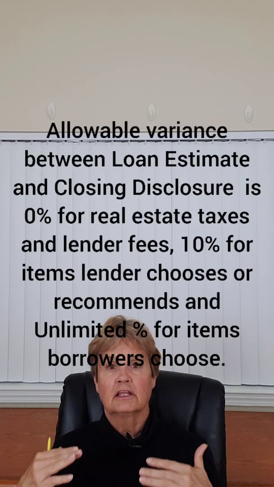Okay, so the loan estimate and the closing disclosure have what are called acceptable variances. They have to be identical for some categories, the numbers, the figures that are put down for certain items. They have to be identical. They can vary by 10% for some other items, or there's no limit to how much they can vary between the two. So the ones that have to be identical are the things that the lender definitely chooses.